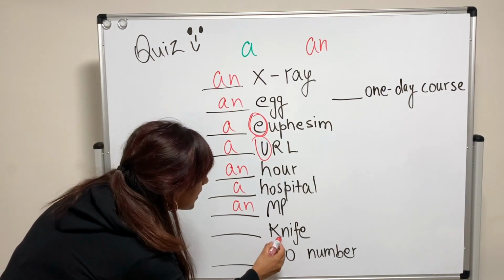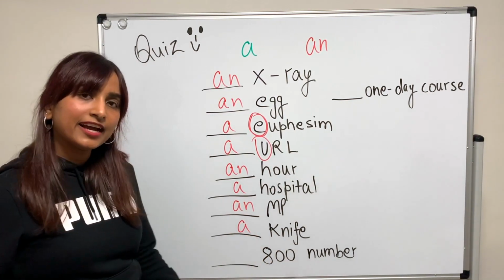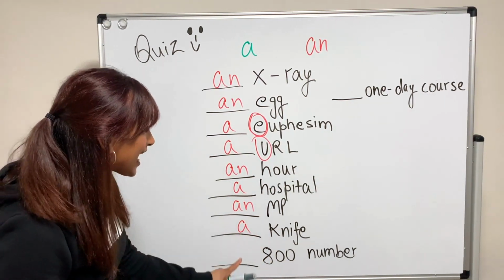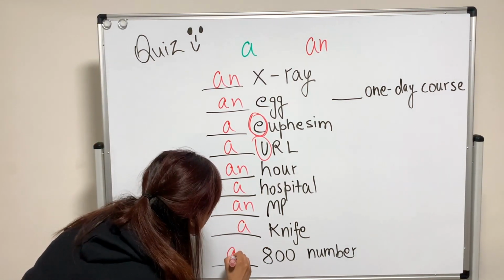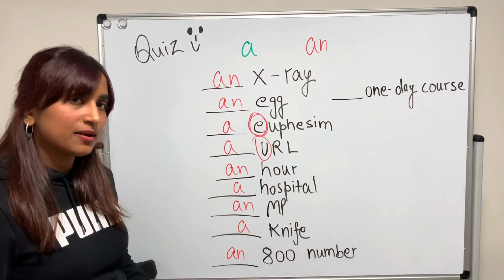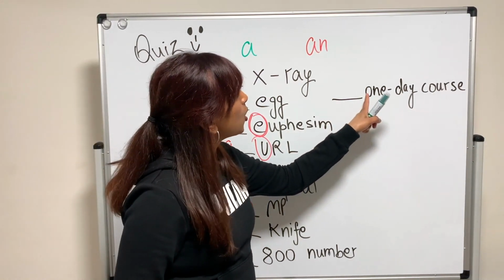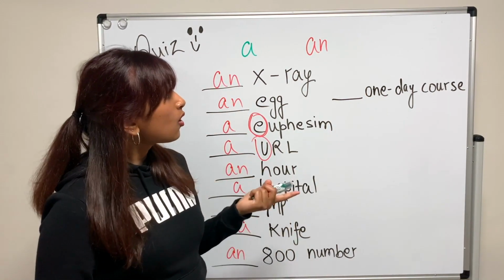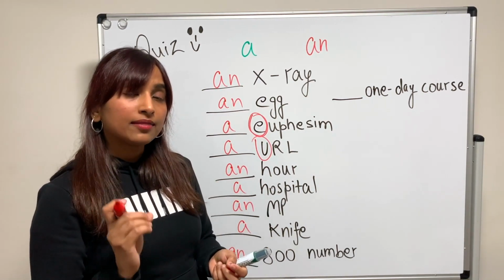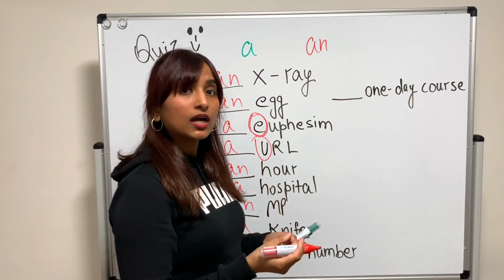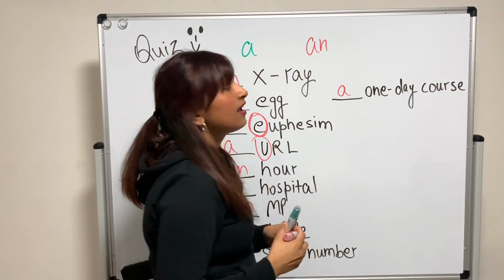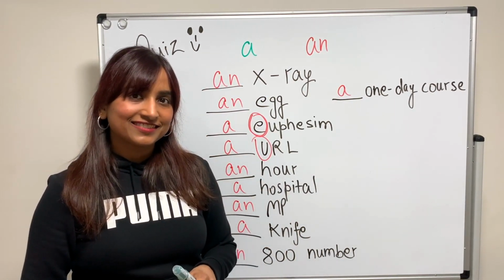A knife. This one's simple. An 800 number, a... So I'm going to say an 800 number. A one-day course. O is a vowel, but the sound it produces is a consonant, W. So I'm going to say a one-day course.